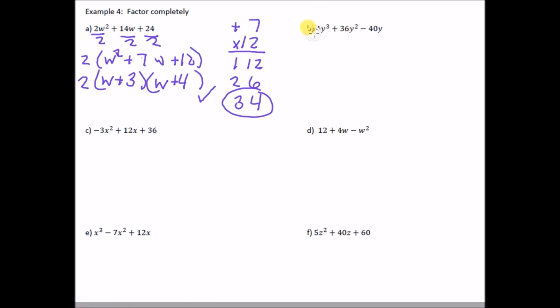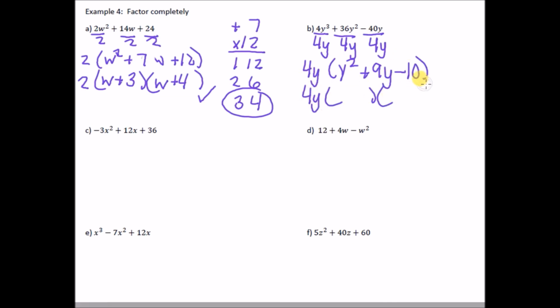Okay, when looking at this, I want to pull out a 4y. This is common in every term here. Okay, and we're left with y squared plus 9y minus 10. So immediately, I'm looking at factoring this. So what two numbers multiply to 10 and add to 9? Sorry, negative 10. 1, 10, 2, 5.